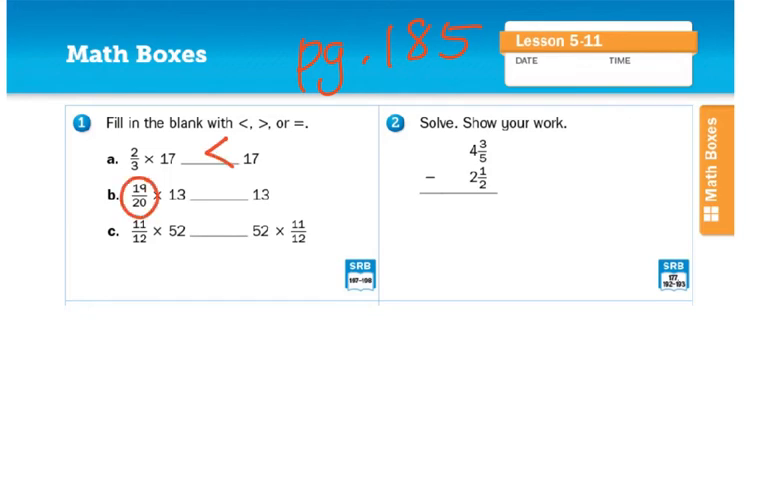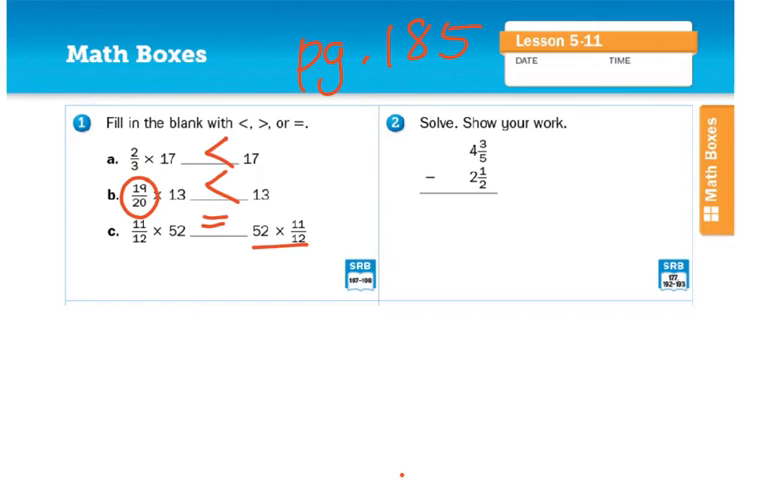19/20 is less than 1 whole. Multiplied by 13, same concept. You'll end up with a number less than 13. 11/12 times 52 compared to 52 times 11/12. It doesn't matter which order you multiply, they would be equal.